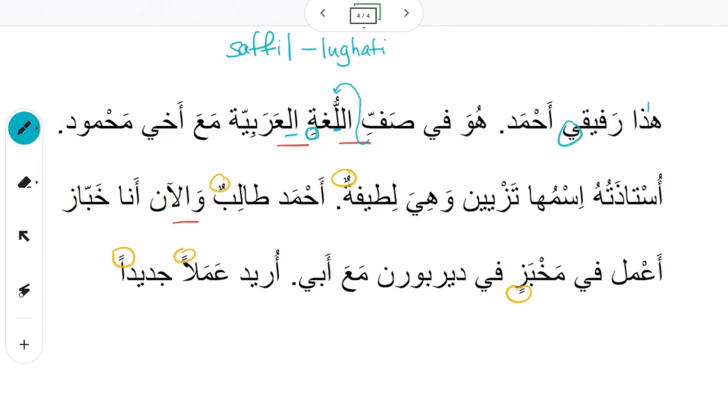Lugha, and you have a ta marbuta with a kasra. Lughati. Saffil lughati. And now we have another alif lam. And in this one you have ayn, and ayn is qamari. It doesn't use your tongue. Therefore you pronounce the al. We say al-arabiya. So because you pronounce the lam, we're going to connect that vowel to the lam. So the lughati will connect to this lam. Lughatil. Saffil lughatil arabiya. صف اللغة العربية. Class, language, Arabic, meaning Arabic language class.